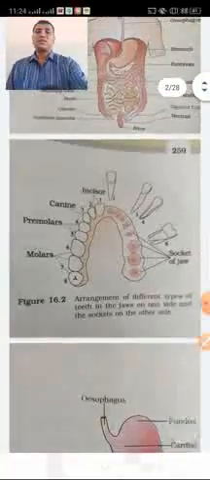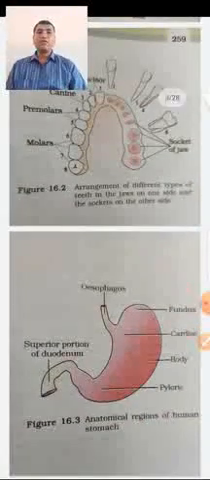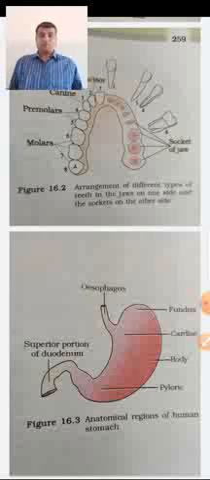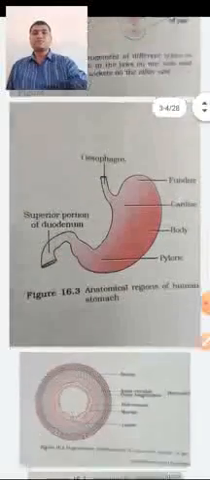So here you are seeing that the stomach consists of three parts: fundic stomach, cardiac stomach, and pyloric stomach. The cardiac stomach is the opening of the esophagus directly into it. It consists of two types of muscles: circular muscles and longitudinal muscles.